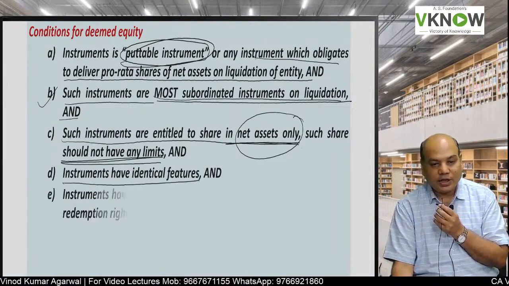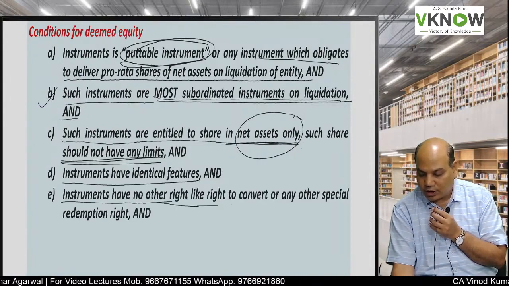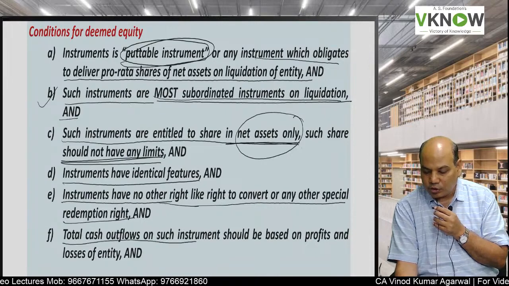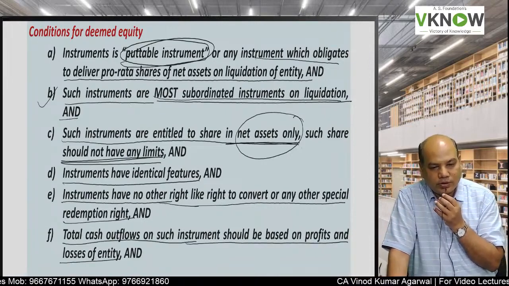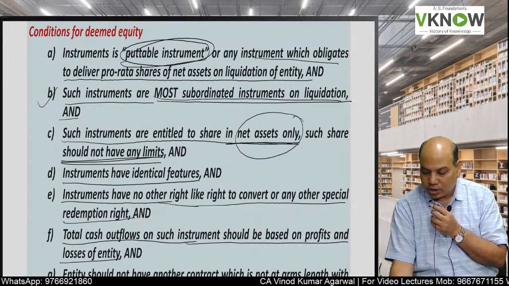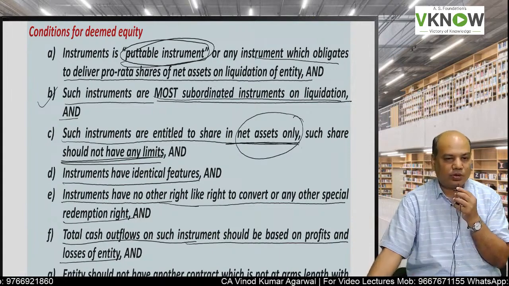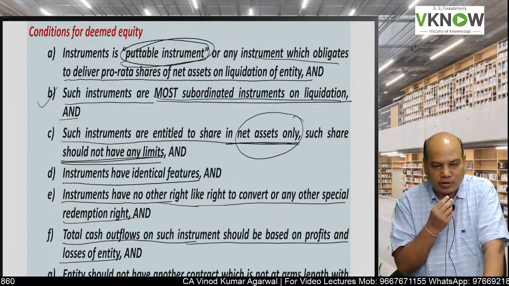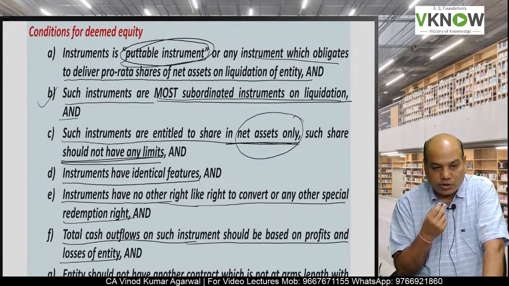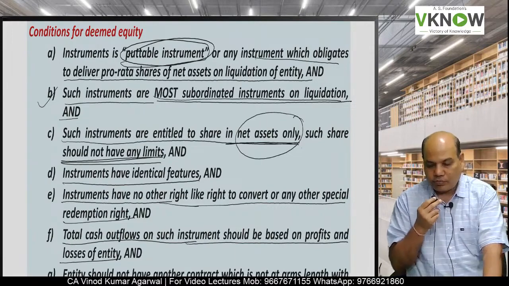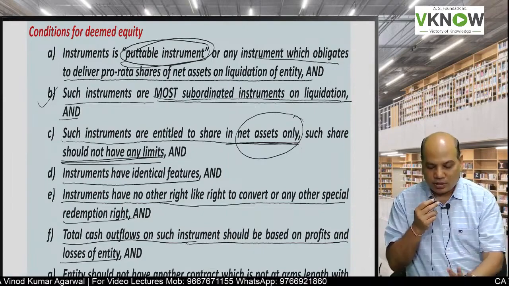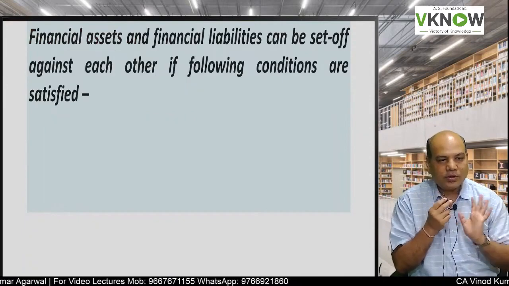Then such instruments should have identical features and these instruments have no other right, like right to convert or any other special redemption right. No special right attached to such instrument. Total cash outflow on such instrument should be based on profit and loss of the entity. And point number G, entity should not have another contract which is not at arm's length with such instrument holder. The last line probably is not appearing on the screen. That means there should not be any other contract with the same holder which is not at arm's length. So that means there should not be the benefit transferred in any other form. If these conditions are present, then the instrument will be treated as deemed equity and will be accounted as equity instrument, not as a debt instrument.